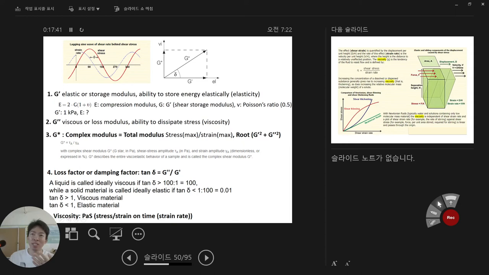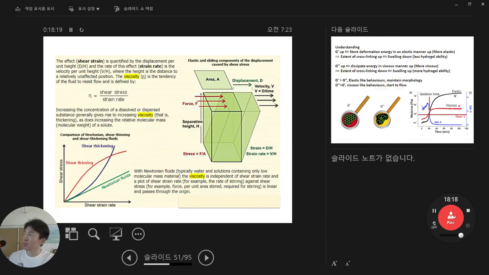And then finally, you can also get viscosity. Actually, you cannot easily distinguish viscosity from G prime and G double prime. But you can just remember that viscosity has the unit Pa·s, and it is stress, but you have to consider the strain over time. This is called strain rate. It is a little bit different from the strain value. Strain rate is some kind of speed. Okay? I will show you later. So this is the normal basic concept of how you calculate the viscosity.